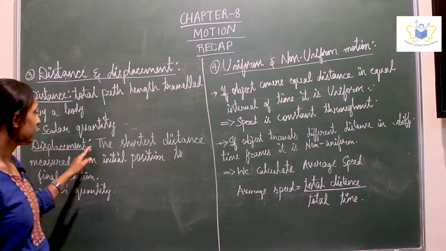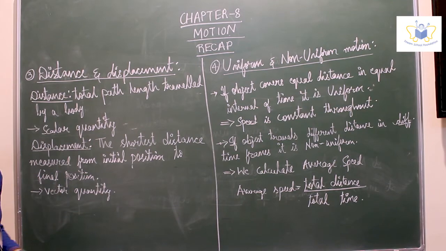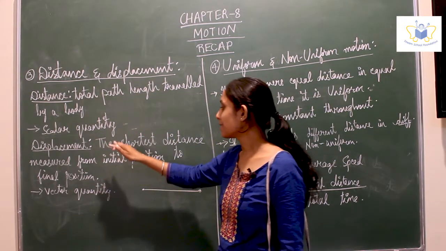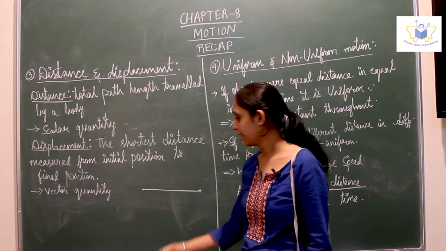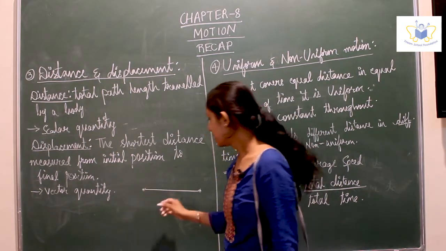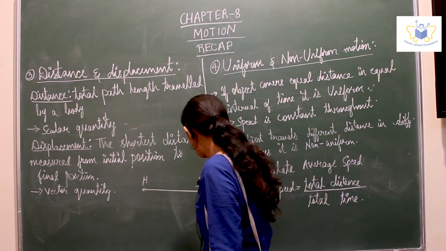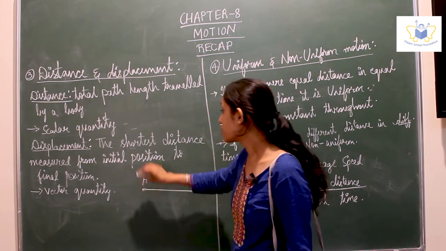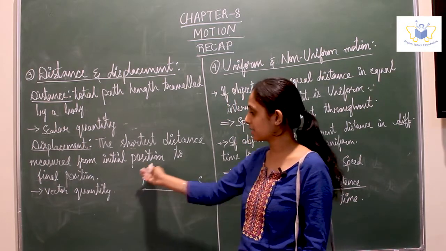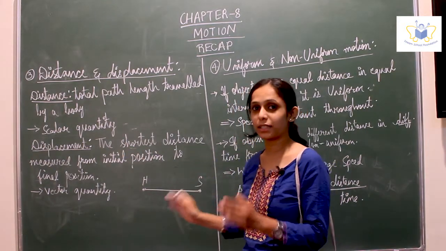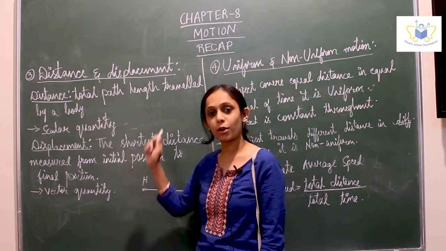Next, coming to displacement. What is displacement? It is the shortest distance measured from initial position to final position. Assume this is your initial position. Say this is your home. So what is your final position? Your school. You are starting from your home to reach your school. So the shortest distance measured from your home to your school is known as displacement. So are you clear about the definition?